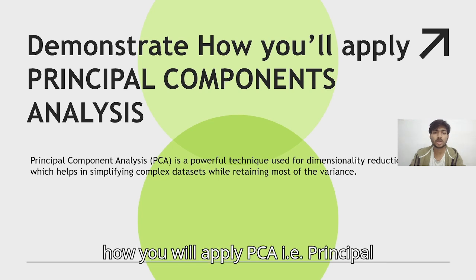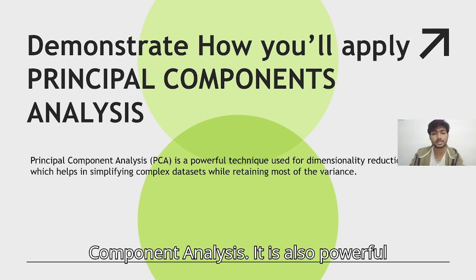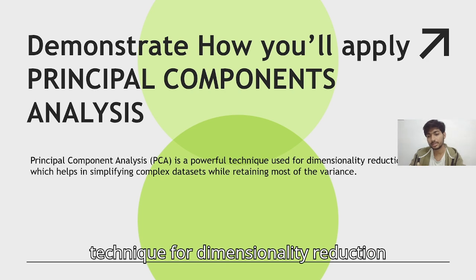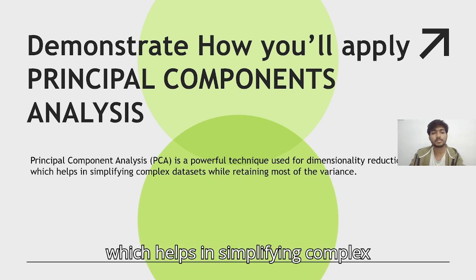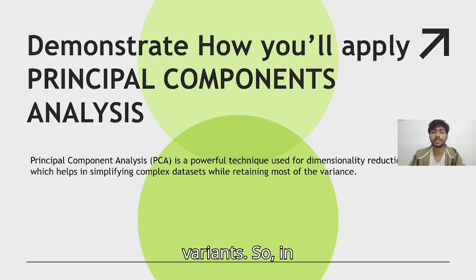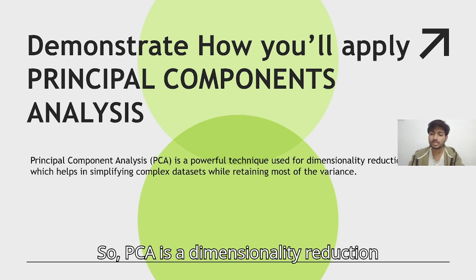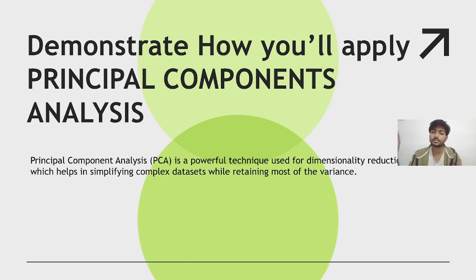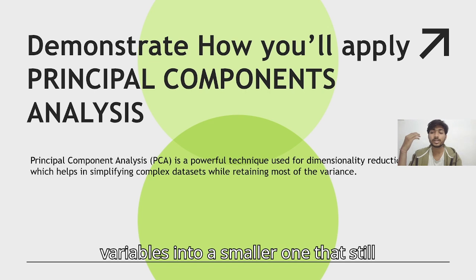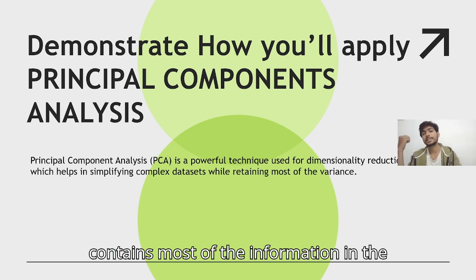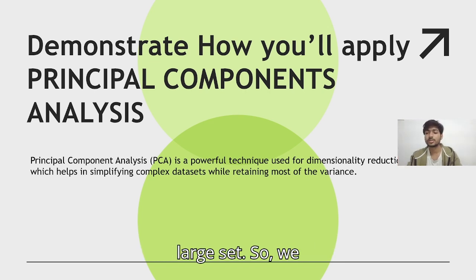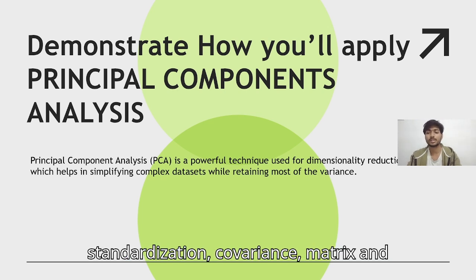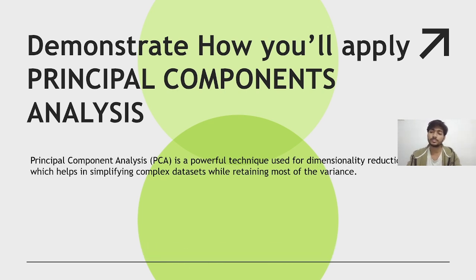The next topic is how you will apply PCA, that is principal component analysis. It is a powerful technique for dimensionality reduction, which helps in simplifying complex data sets while retaining most of the variance. So what is PCA? PCA is a dimensionality reduction technique that transforms a large set of variables into a smaller one that still contains most of the information in the large set. The steps involved are standardization, covariance matrix, and PCA.